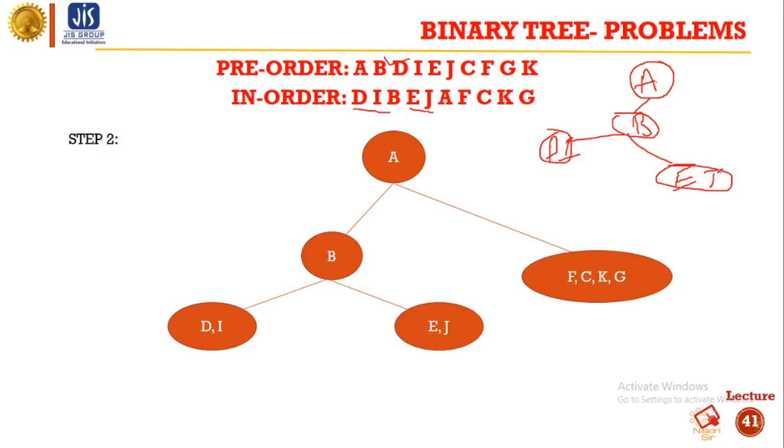Okay, so first in step 1 the root was A, and in step 2 the root will be the second element, that is B. So from pre-order we will get all the roots, and from in-order we will get which are the elements on the left side of the root and which are the elements on the right side of B. Okay, so DI is on the left side and EJ is on the right side.